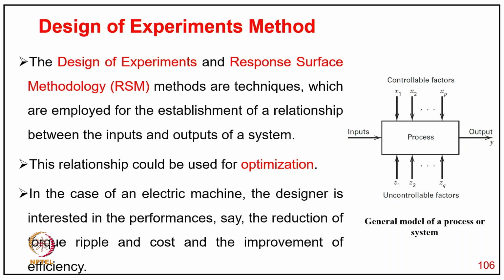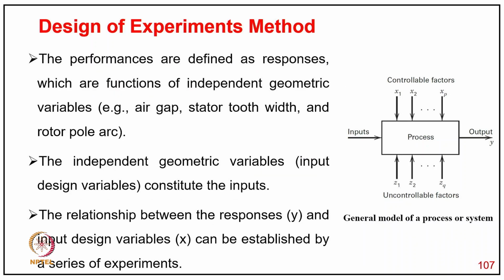This relation could be used for optimization. In the case of any electrical machine, the designer is interested in the performance, say reduction of torque and cost and improvement of efficiency. The typical example here is the general method of a process system with the uncontrolled factor as input and control factor and output. So, the performances are defined as responses which are functions of independent geometry variables.